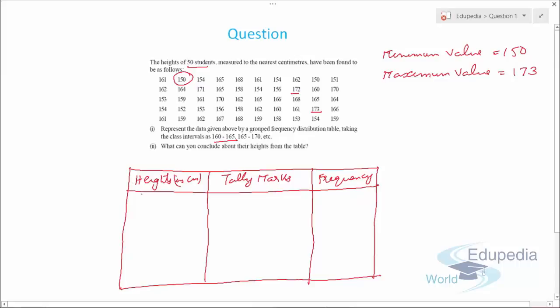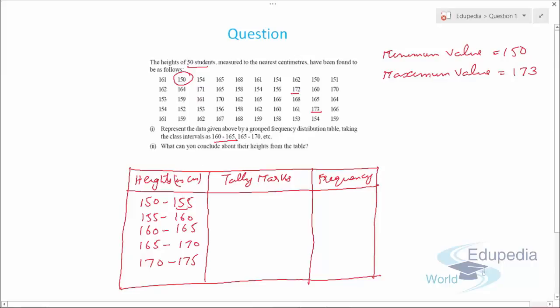Now let's do it. The first class will be 150 to 155. The second will be 155 to 160. Then 160 to 165. Then we have 165 to 170. Then we have 170 to 175. Now in between 150 to 155, you need to remember the value should be less than 155.